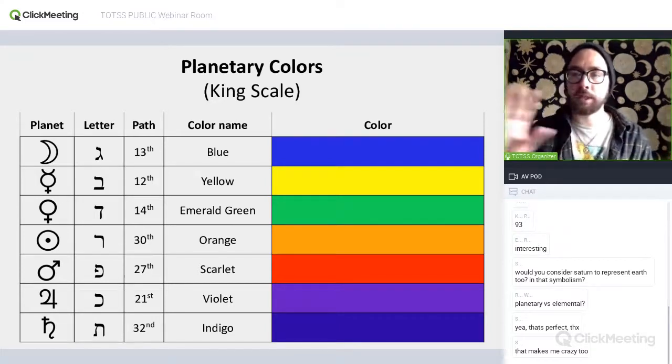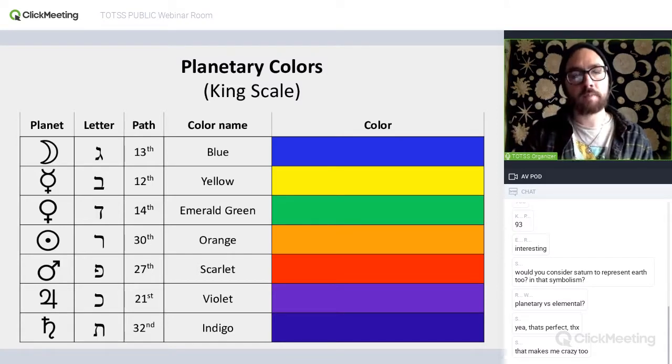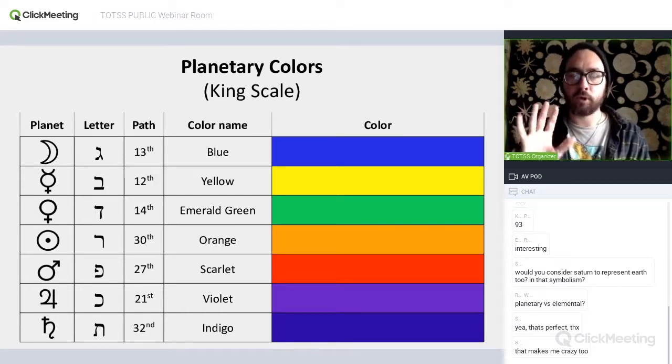So again, you'll be imagining the background in the colors that you see here, and then you'll draw the hexagrams and the planets on top of that background in the complementary color. So if you're working with the Moon, it'll be a blue background, and then we'll be drawing the hexagram and the glyph of the Moon in orange, because orange is the complementary color of blue.